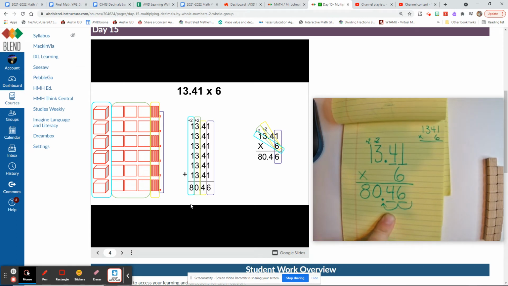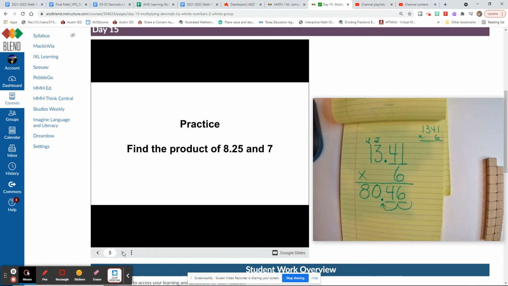Looking over here, everything looks good. Our answer almost looks like the Monopoly guy. And let's move on.